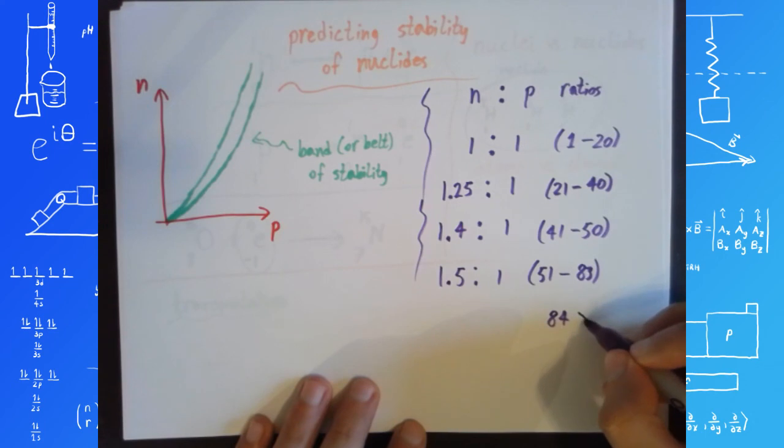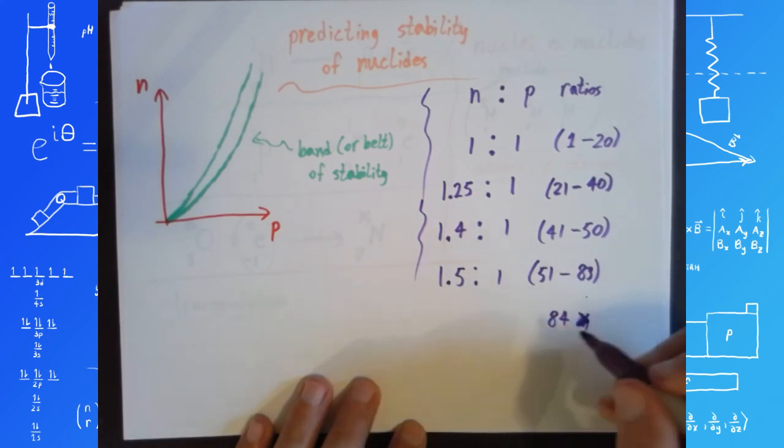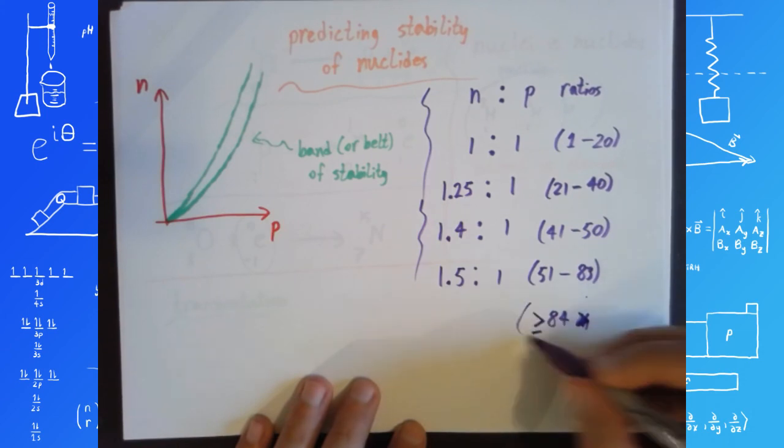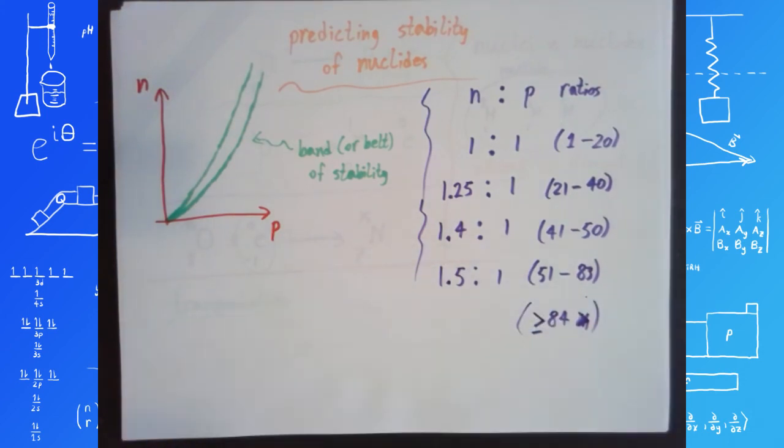So anything, wait, did I do that right? No, other way. Anything greater than or equal to 84. Anything greater than or equal to 84 in atomic number is pretty much guaranteed to be radioactive. So yeah, there you go.